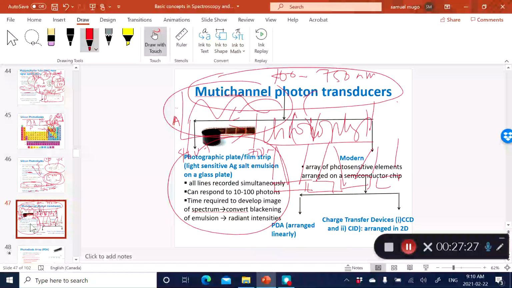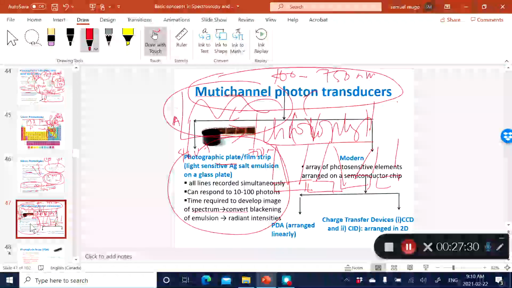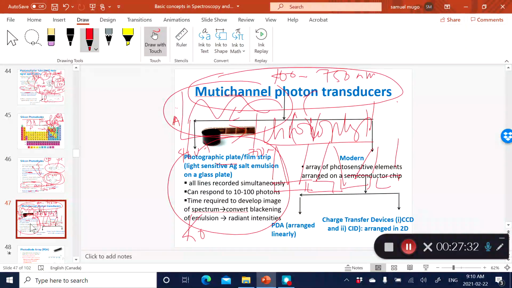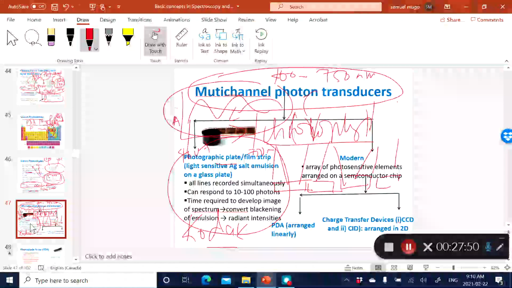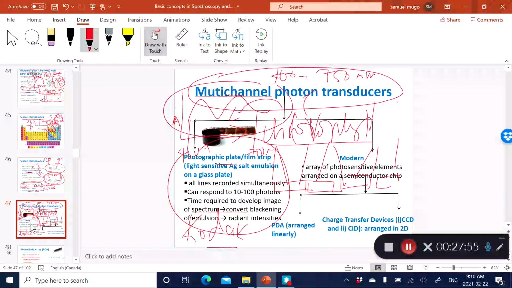But before they came to be, one of the oldest types of multi-channel photon transducer is what you guys well know, the photographic silver film. People use the Kodak film. It's a classic example of a very old type of photon transducer, where light falls onto a silver material, there's oxidation and so on, and then you can develop that material, and there is darkening of zones that were impinged with the radiation. But of course, that one is not a very sensitive type of detector.